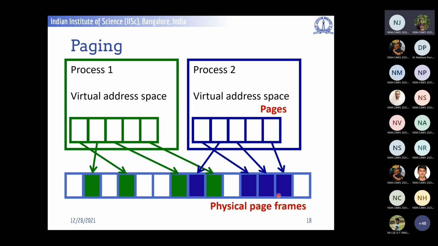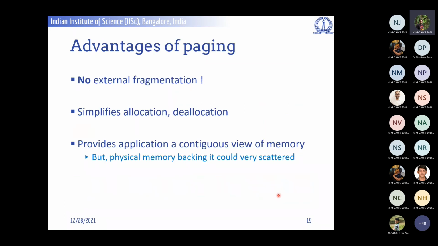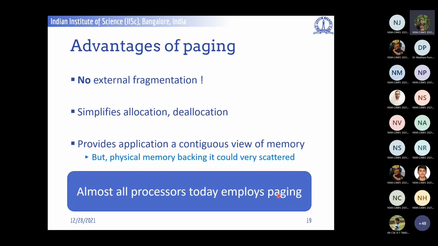Now, of course, the advantage here is that there is no external fragmentation, and it still provides a view of contiguity of the virtual address space. The application can still think it is contiguous memory, but each page can be completely scattered, or mapped to different locations in the physical address space, right? So that's the advantage it provides. And all processors today use paging in some form.